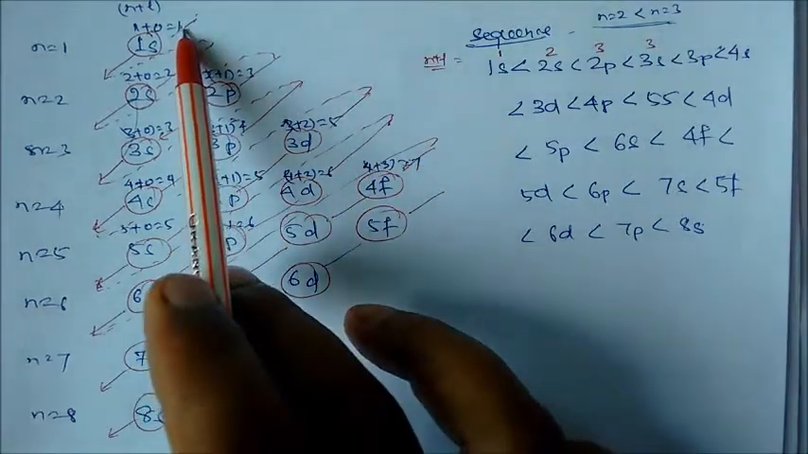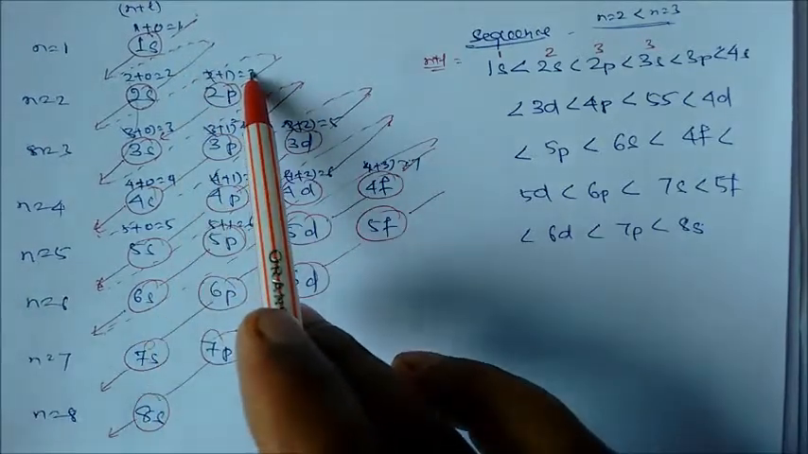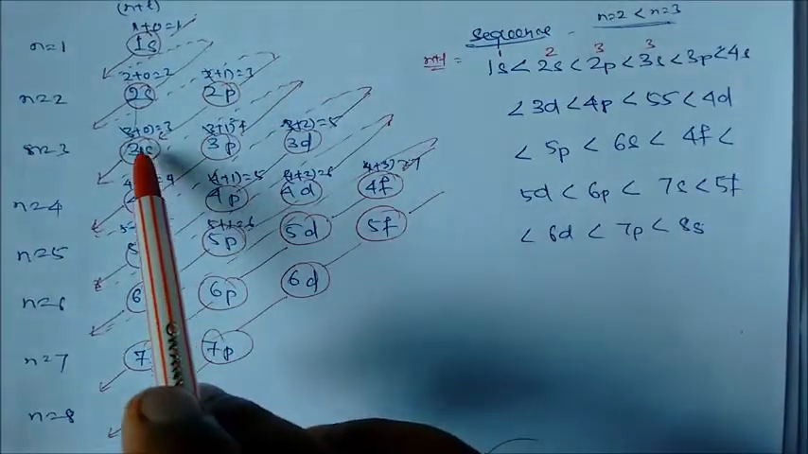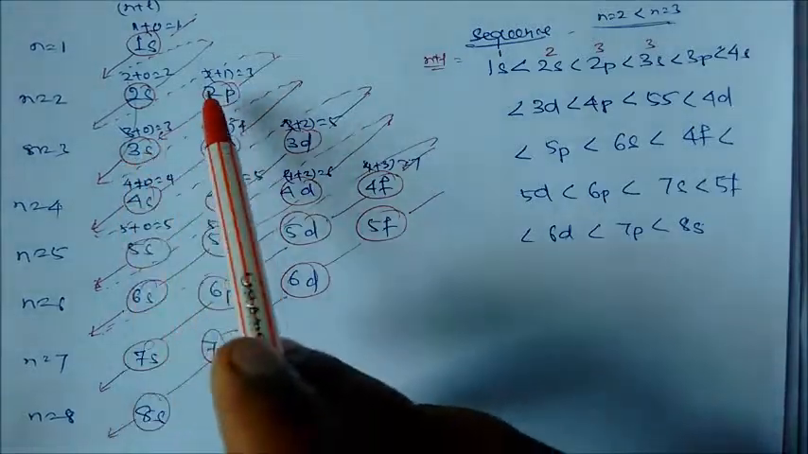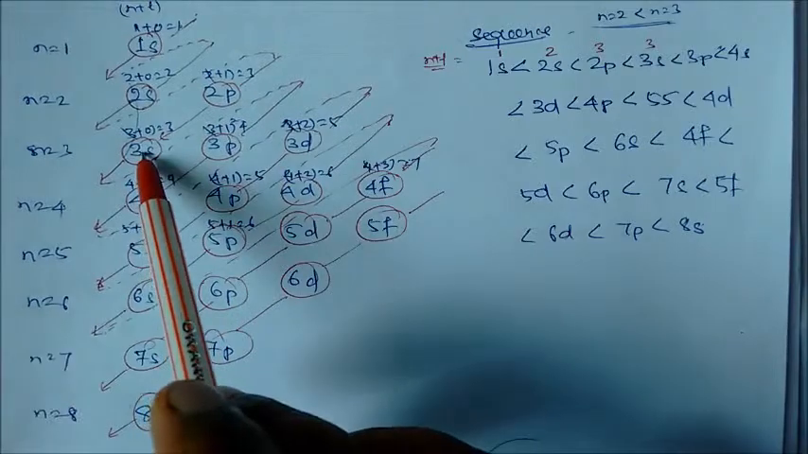So here 1 is the lowest value, so the electron will fill first, then 2, then 3. After 3, we will go to this side. And here 3 is there for both, so we have the lower n value, so this will be filled first, then this will be filled.